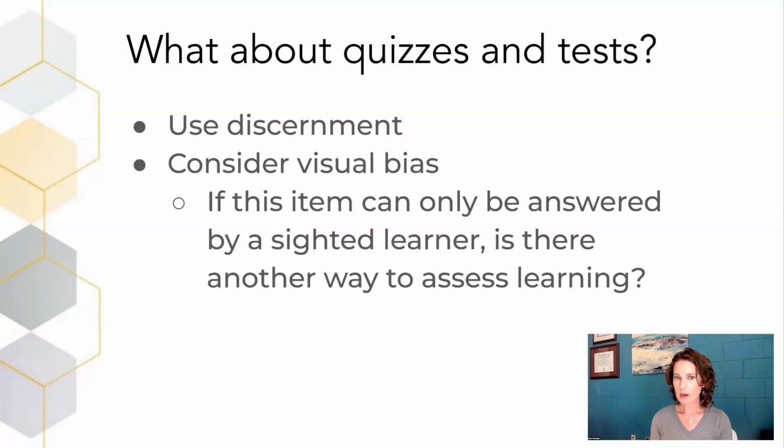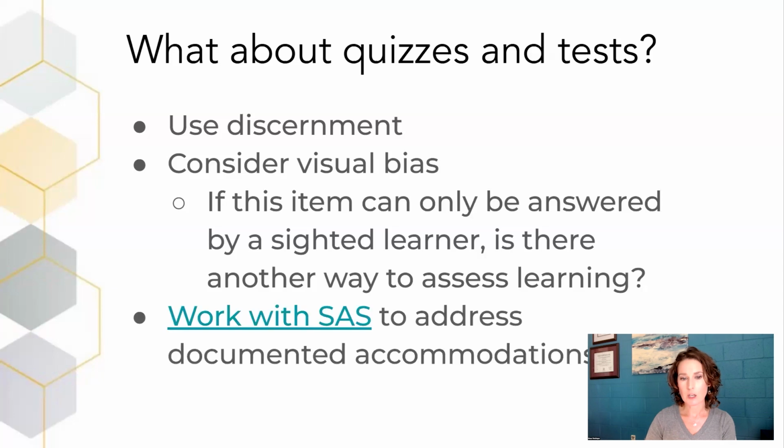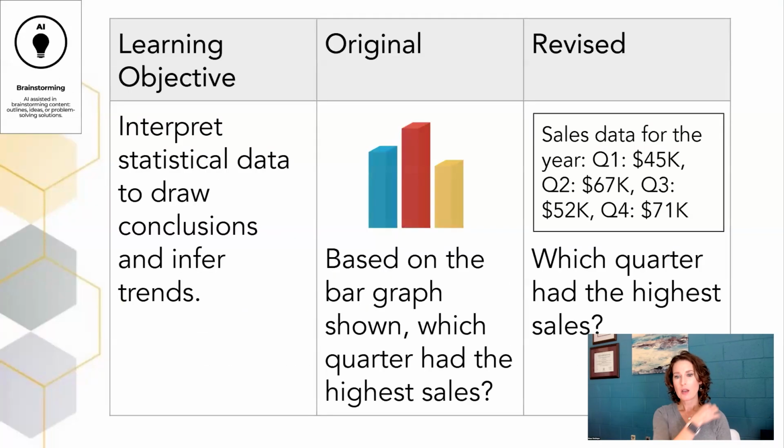It might be an example where you reduce the visual bias and you mitigate it by asking the question in a different way. However, there might be times when there is no other way to assess the learning based on the learning objective. And in that case, you would work with student accessibility services to address specific accommodations if that applies to you. Let's look at some examples in quizzes and tests, because obviously we don't want our alternative text to give away the answer.